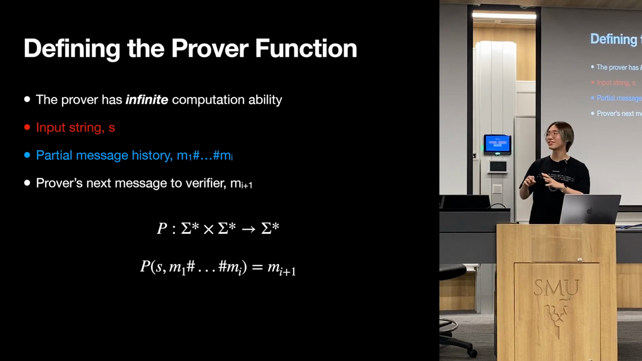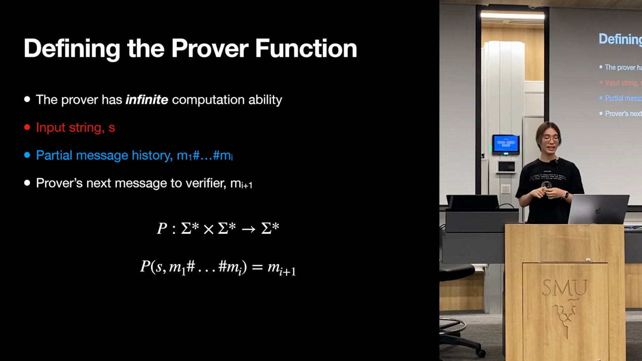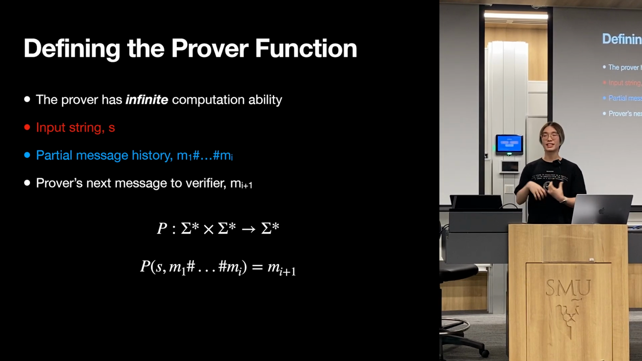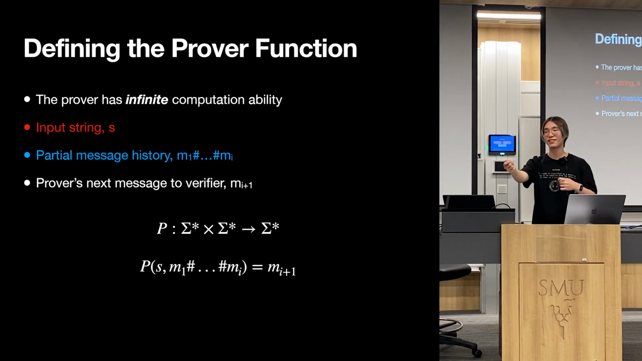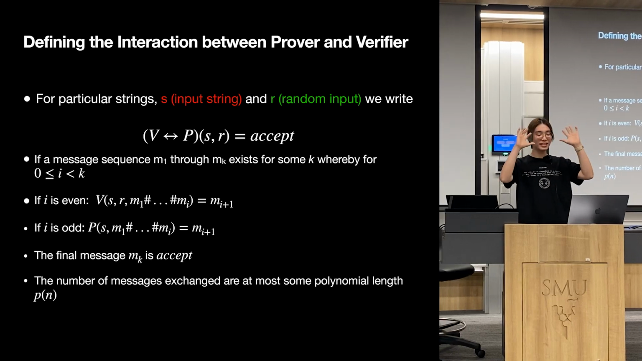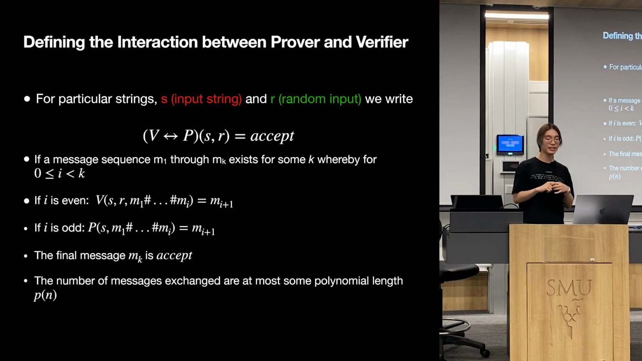And this is essentially the formulation for the verifier function. And now we have to model the prover. And so the prover basically takes in two things. It has an input string, a partial message history, and also the message that it's going to send to the verifier.